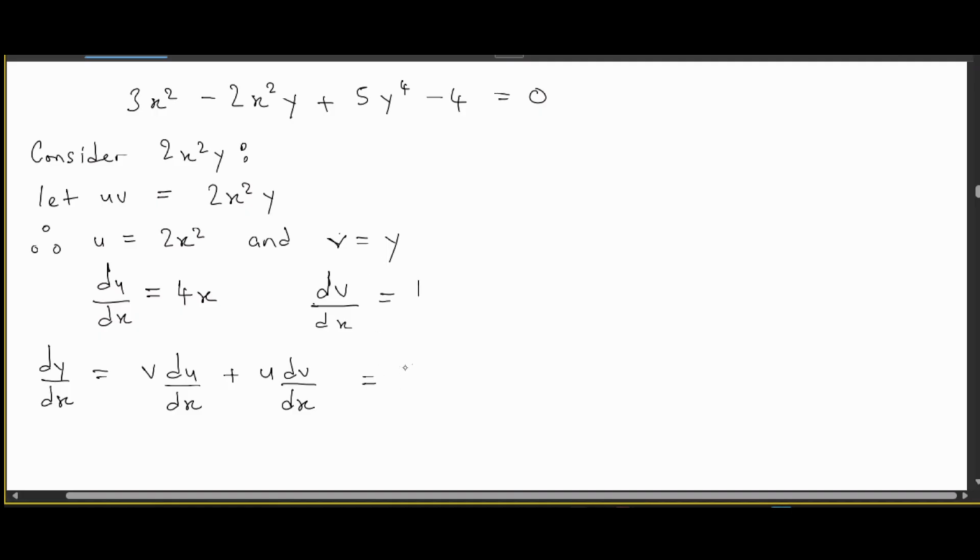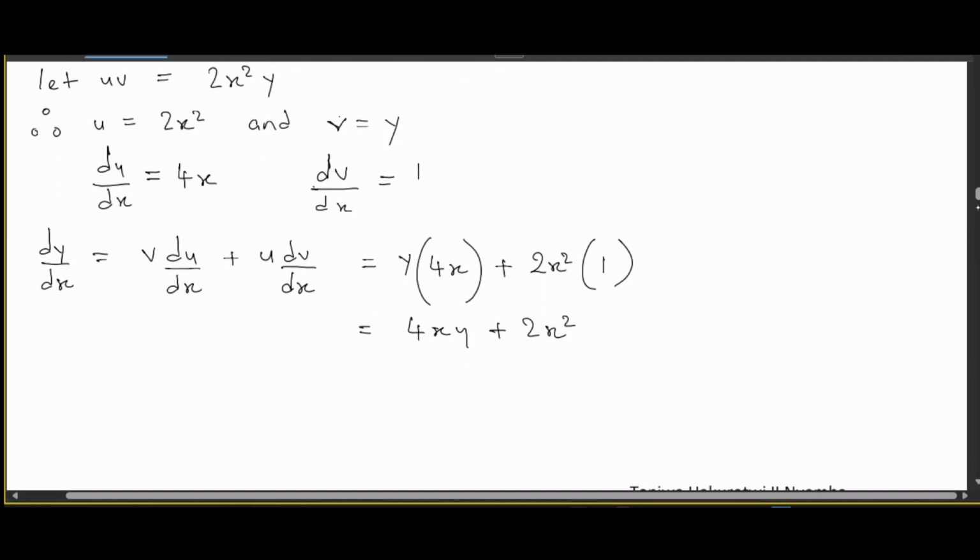So what is this going to be equal to? v is y, so y multiplying du dx, which is 4x, plus u, which is 2x squared, multiplying dv dx, which is 1. And what are we getting here? 4xy plus 2x squared. So this is the answer we are getting.